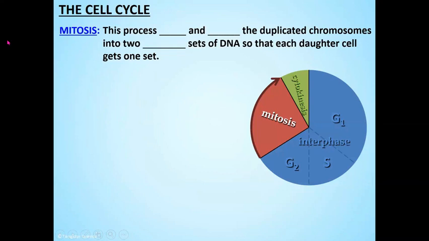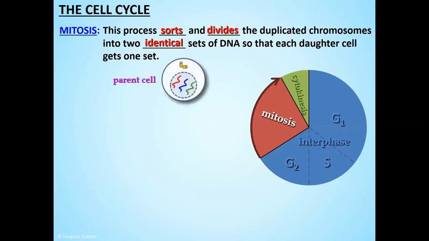Okay, so this process sorts and divides the duplicated chromosomes, because at this point, remember in the G2, we saw the duplication happening. I think it was in the S phase, actually. The duplication had already occurred, and then it was starting to divide. So that's what the mitosis does. It sorts and divides those duplicated chromosomes. We went from one set, and then we split. And now they're starting to sort them and divide them into two identical sets of DNA so that each daughter cell has its one set.